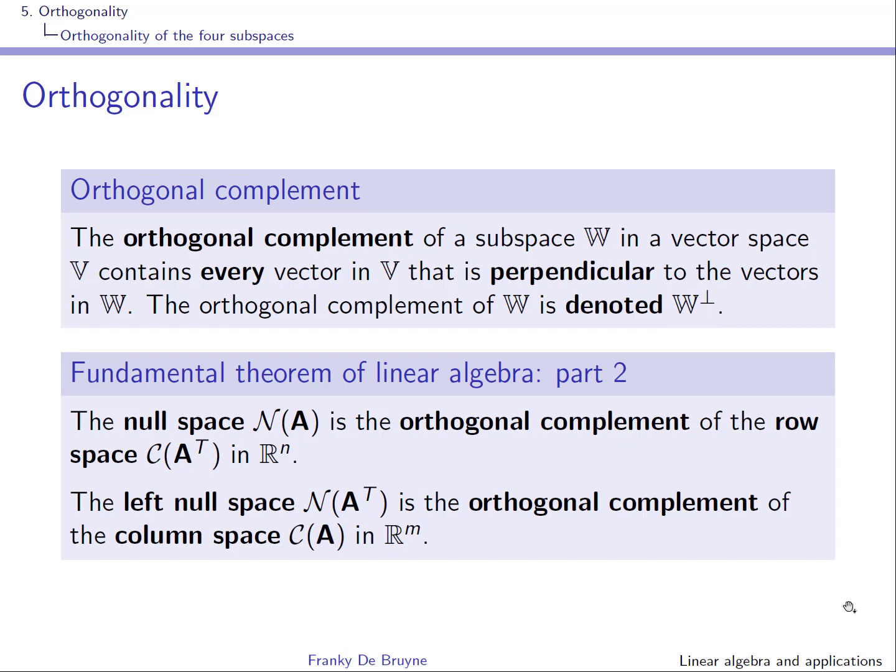The null space of a matrix is the orthogonal complement of the row space of that matrix in Rn, and they are both subspaces of Rn. The left null space is the orthogonal complement of the column space of that matrix in Rm, since they are both subspaces of Rm.